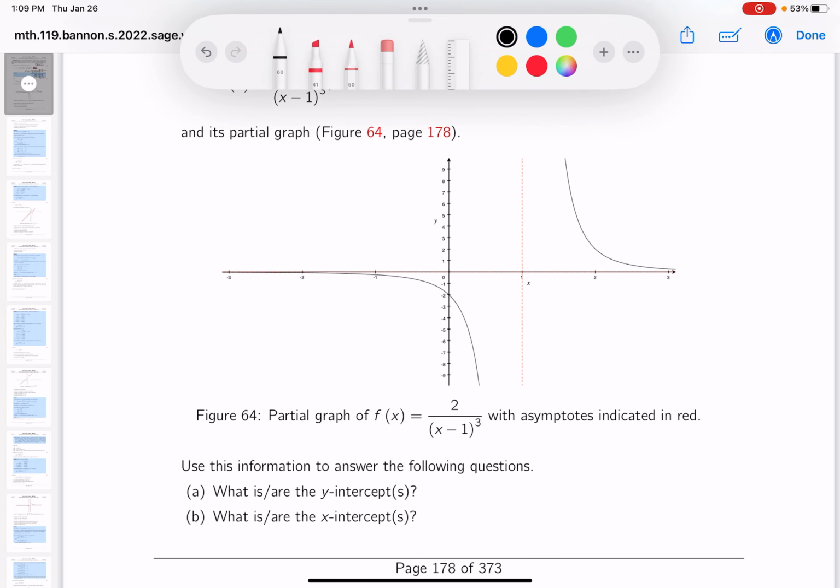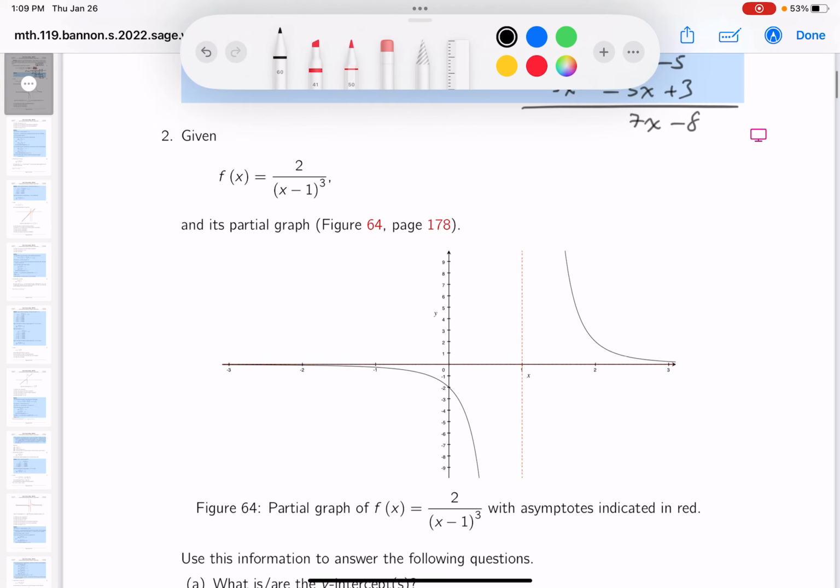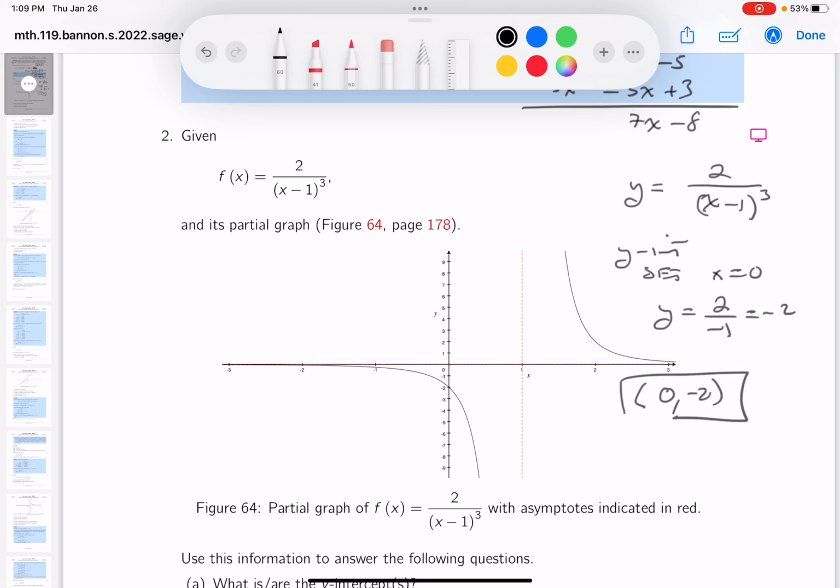What is or are the y-intercepts? I don't know. Let's take a look. Let's write this down. And I'm going to say y equals 2 over x minus 1 cubed. And we have a picture too, by the way. How to get a y-intercept? You set x to be 0. Just set x equal to 0. And if you do that, what do you get? Well, you get y equals 2 over minus 1, which would be minus 2. So the y-intercept is going to be where x is 0, y would be minus 2. So that's the y-intercept.